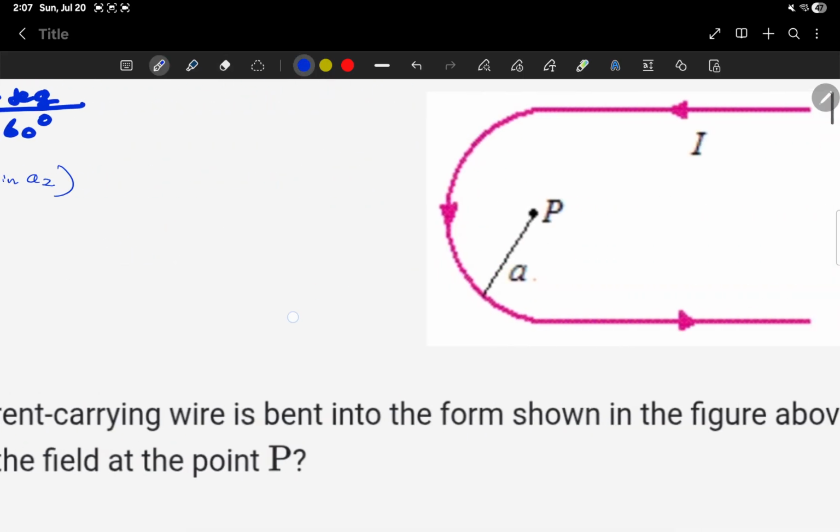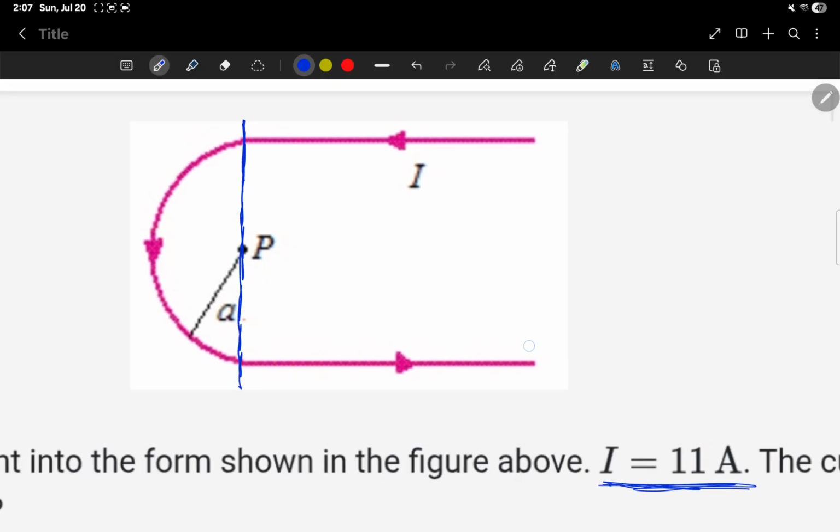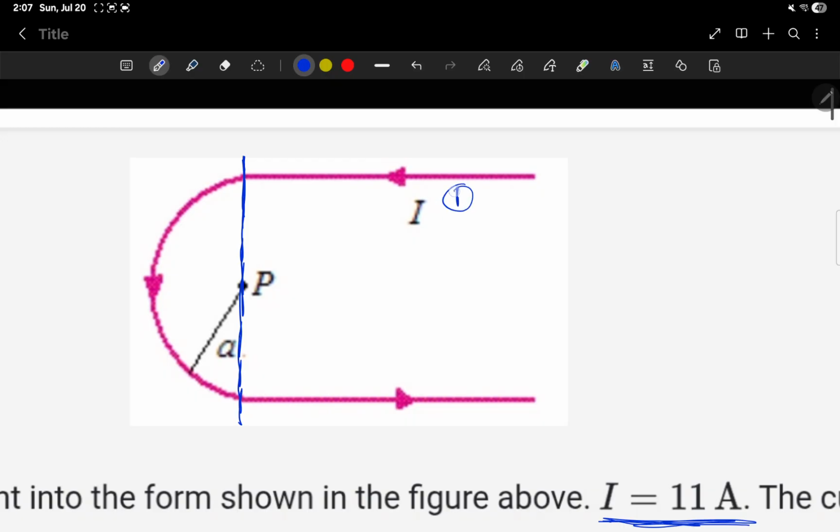Now you see how we've bent the wire. We're gonna basically divide this diagram into 3 pieces. Piece number 1 is the wire, but it's no longer infinitely long. Piece number 2 is the semicircle that we formed, this entire thing. And piece number 3 is the wire again, but it's no longer infinitely long.